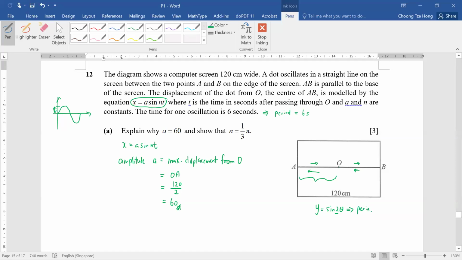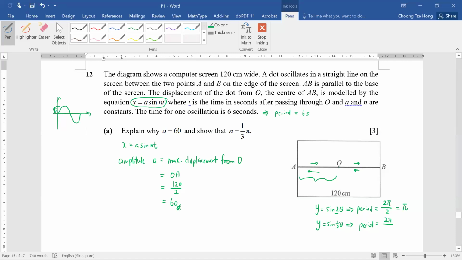So how do you obtain the period pi? Very easy. You always take 2 pi on top, divided by this number over here, 2. So the period is going to be pi. Let's say the graph is y equals sine half theta. So the period will be, still the same.